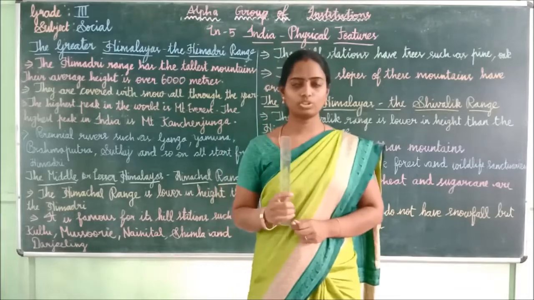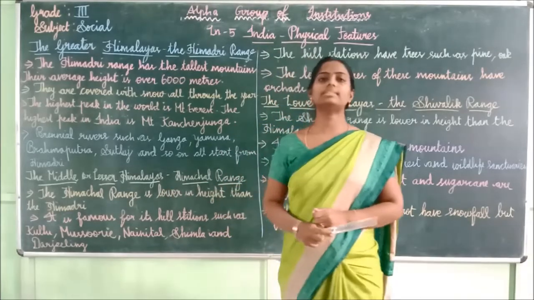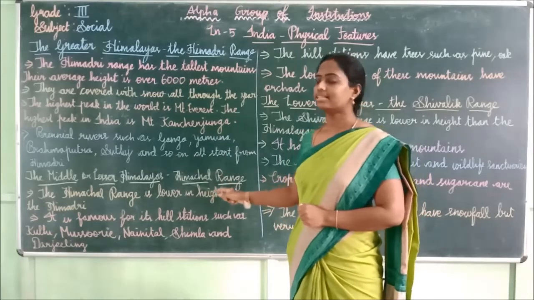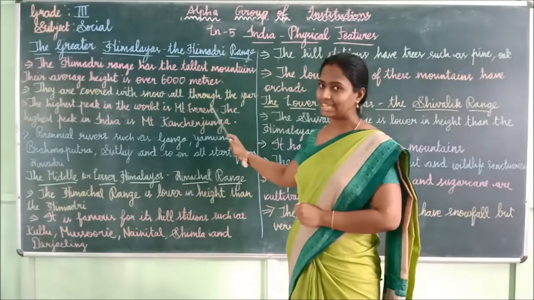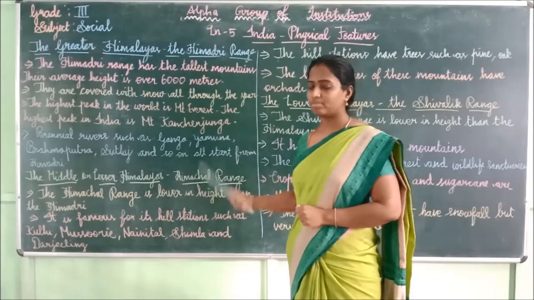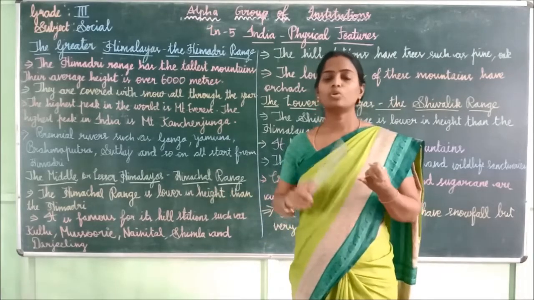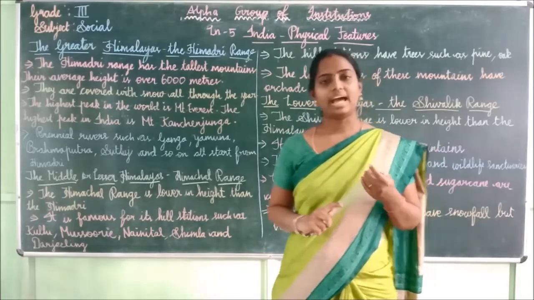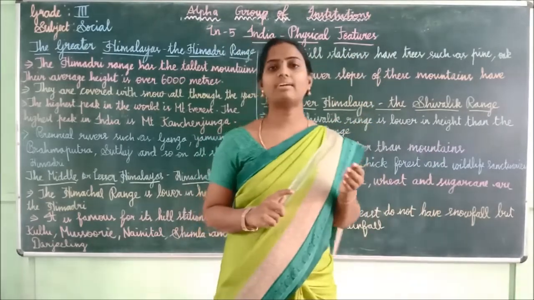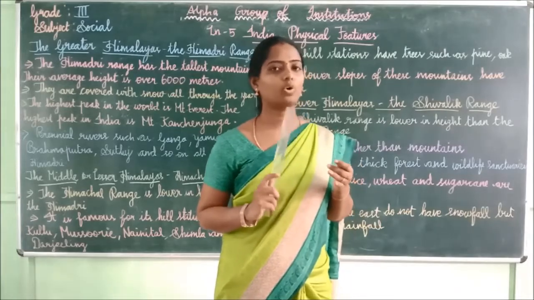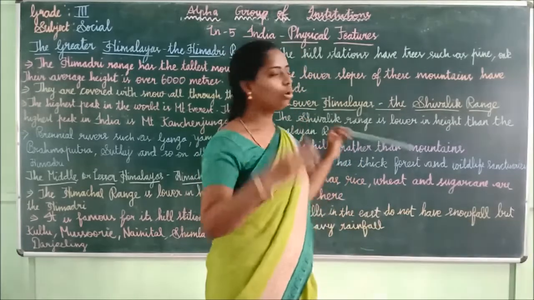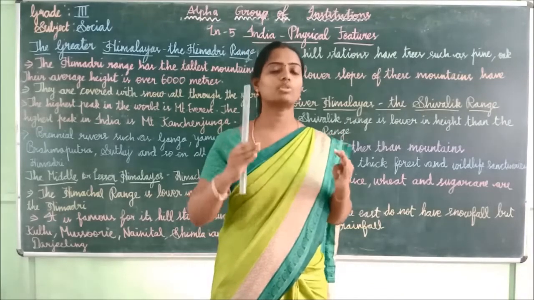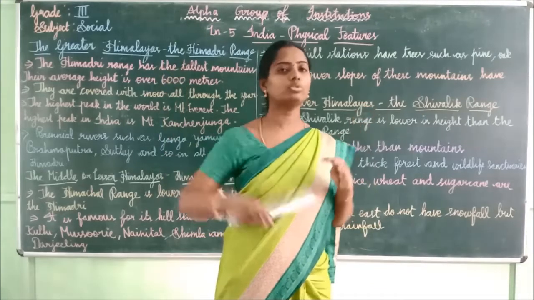Children, this is about the middle or lesser Himalayas, the Himachal range. What we have studied here: it is lower in height than Himadri, and it is famous for hill stations such as Kullu, Mussoorie, Nainital, Shimla and Darjeeling. It has trees such as pine, oak and fir. The lower slopes of these mountains have orchards, which means fruit gardens.